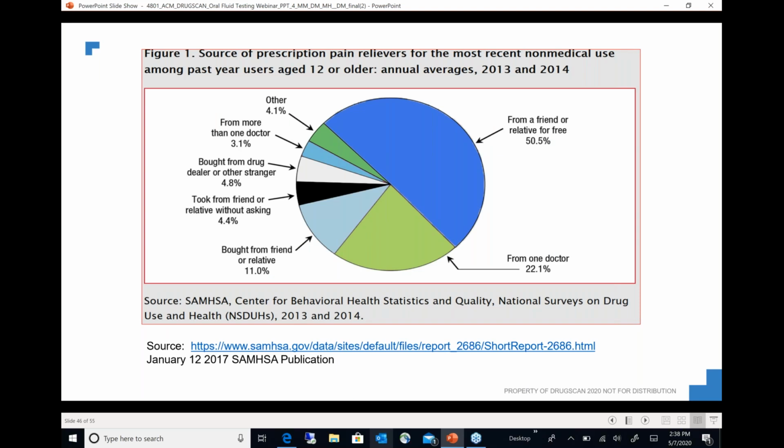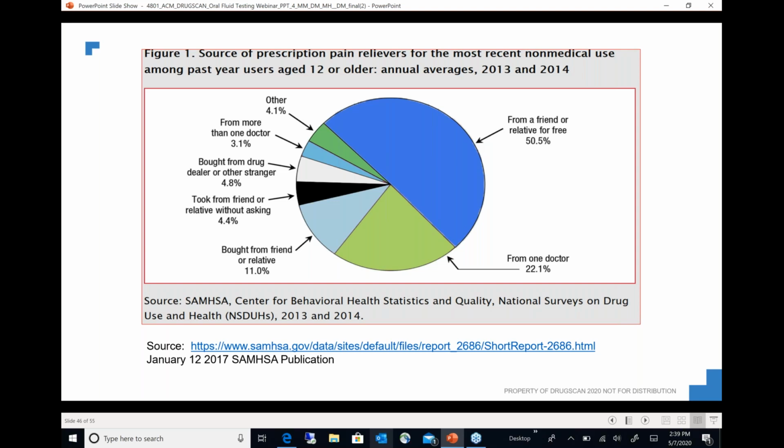This is a slide I like to share whenever I give a talk to any audience, really. Now, it is data from 2013 and 2014, but SAMHSA published it again in 2017. This is prescription pain relievers being used non-medically by individuals. Where do they get their drugs from? So 50.5% of those individuals get them from a friend or relative for free.